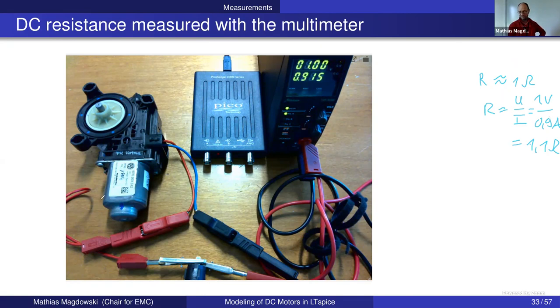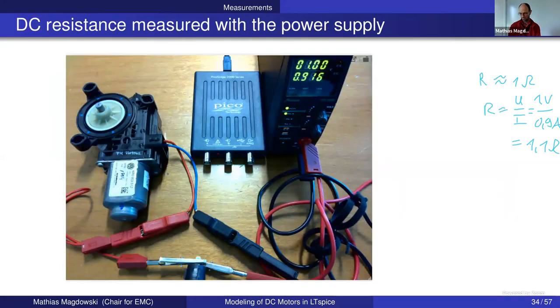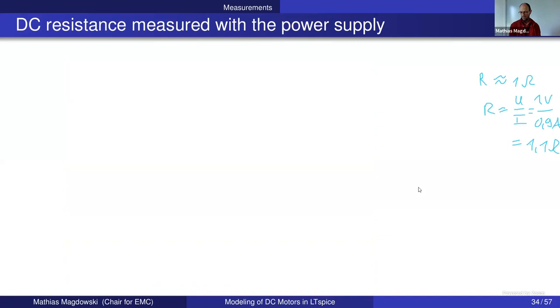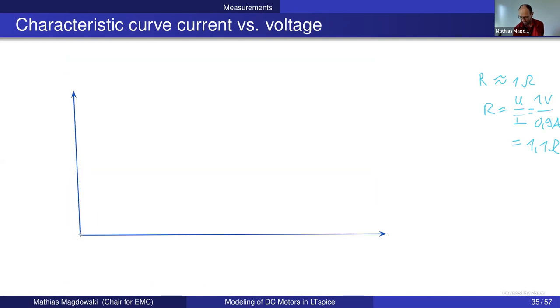So we have DC resistance measured with the multimeter. We have DC resistance measured with the power supply. What we could maybe also do is take a curve of how current changes versus voltage. So I will try to draw a schematic here. Maybe use a darker color. Maybe use something like this, that we say this is our voltage axis and this will be the current axis.